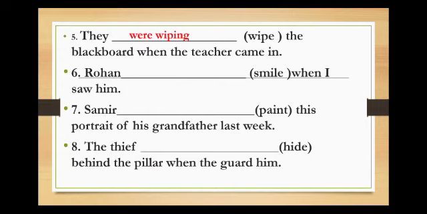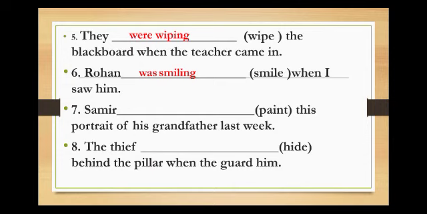Rohan dash when I saw him. So, what was Rohan doing when I saw him? The hint is given in the bracket. What was he doing? Rohan was smiling, because Rohan is a singular subject. That is why was.